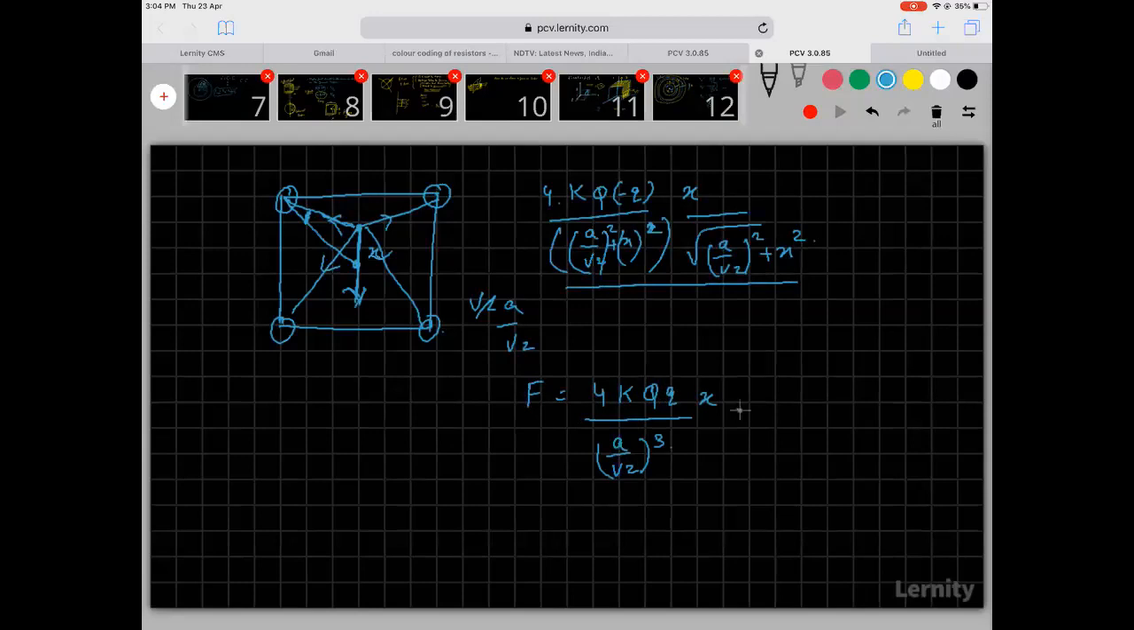Now you see this is equal to m into a, so the m comes down and I get the acceleration. You see this acceleration is proportional to x. Whenever acceleration is proportional to x, I will say that the motion is simple harmonic. And what you get here is omega squared. This root 2 cubed will become 2 root 2. So you get omega squared equal to 8 root 2 k capital Q small q by a cubed m.